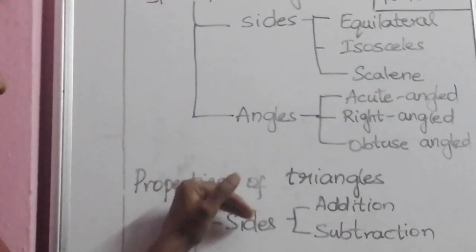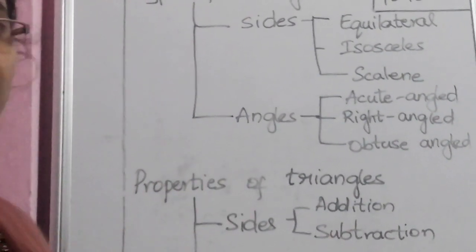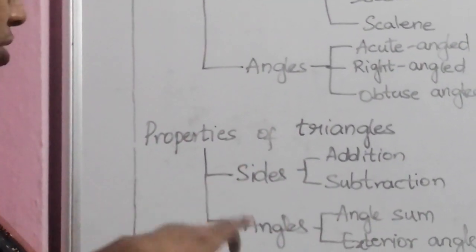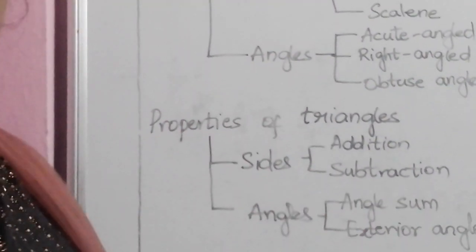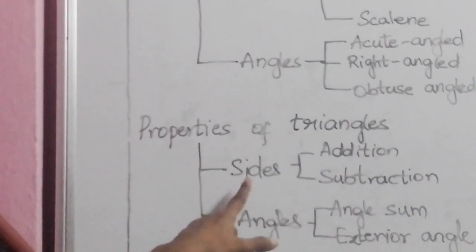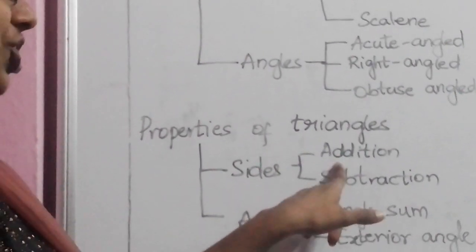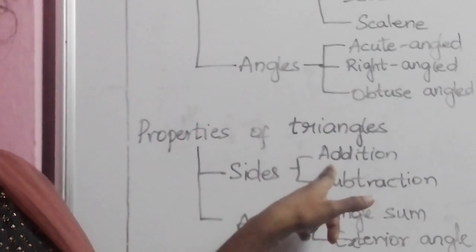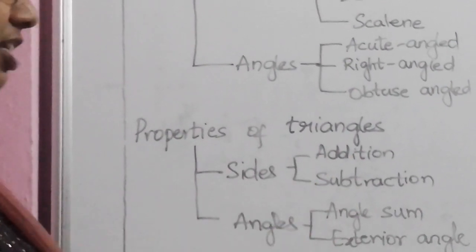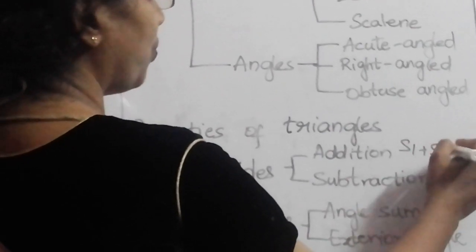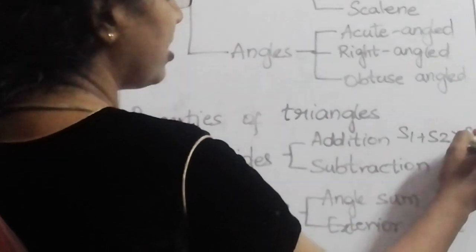Then next we have learnt about the properties of triangles. Based on the sides there are 2 properties. Based on the angles you have 2 properties. So totally we have learnt 4 properties of the triangles. Properties based on the sides. Addition means when 2 sides are added, the sum is greater than the third side. For example, side 1 plus side 2 is greater than side 3. This is what you have learnt.